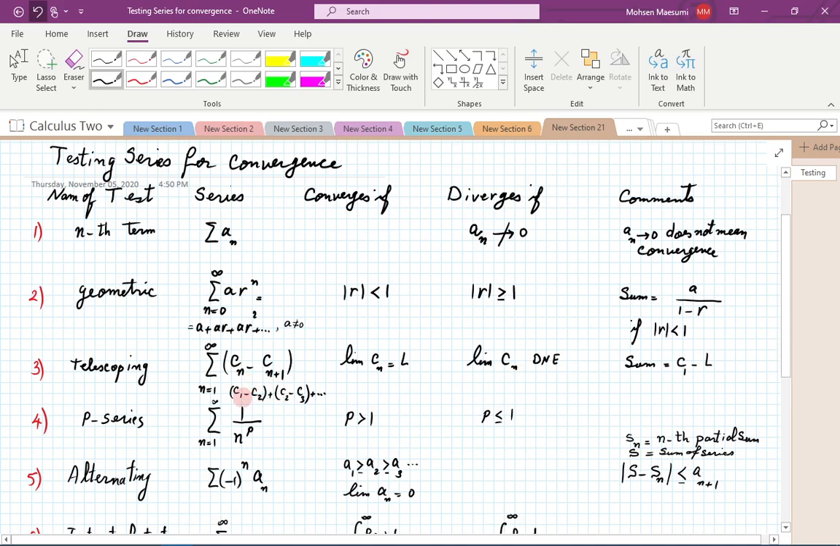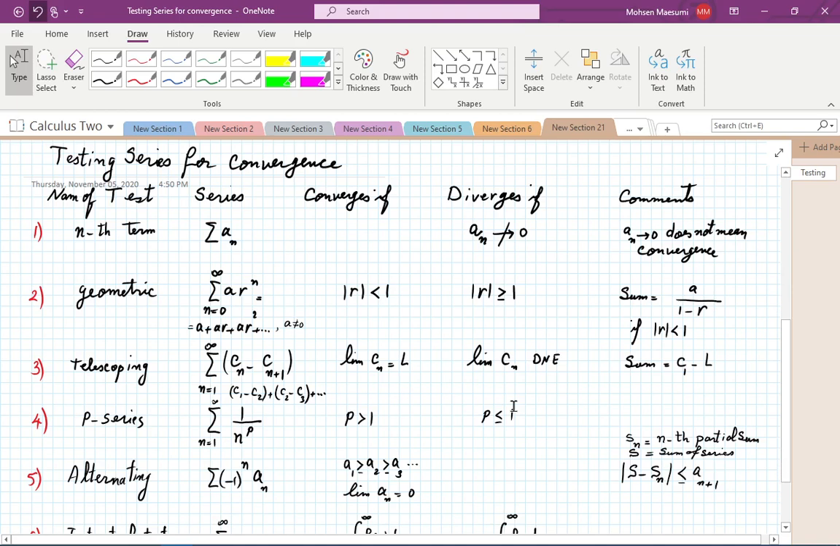Next, we had an important series called the p-series, 1 over a natural number raised to a fixed power p. If this power is larger than 1, the series is going to converge, otherwise it is going to diverge.